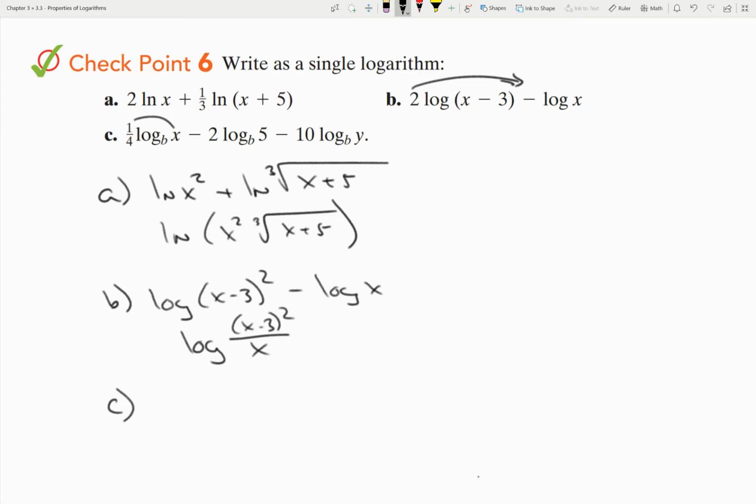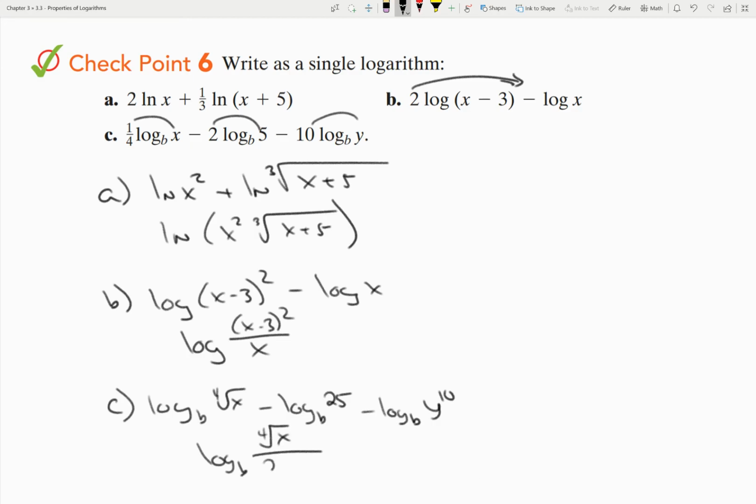the 1/4 in there, let's just write that as a root. So that's the log base b, 4th root of x, the 2, minus the log base b, 5 squared, again, can change that to a number, 25, and then minus the log base b of y to the 10th power. Combining these into one logarithm, all with the base of b, gives me the 4th root of x over 25y to the 10th. Again, both of these terms go in the denominator because they're both negative exponents.